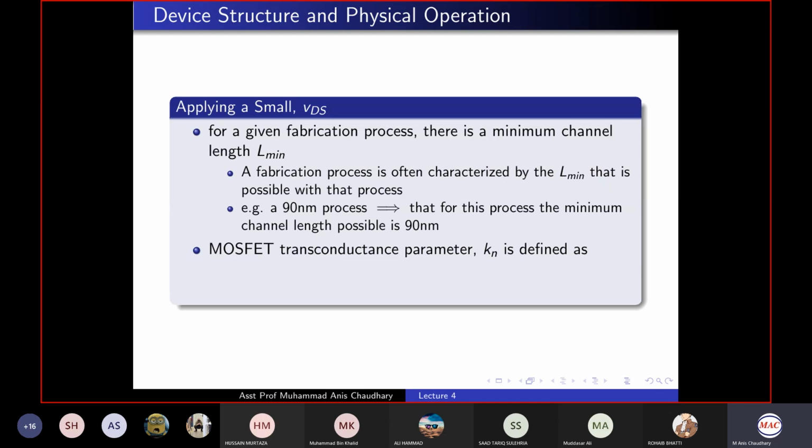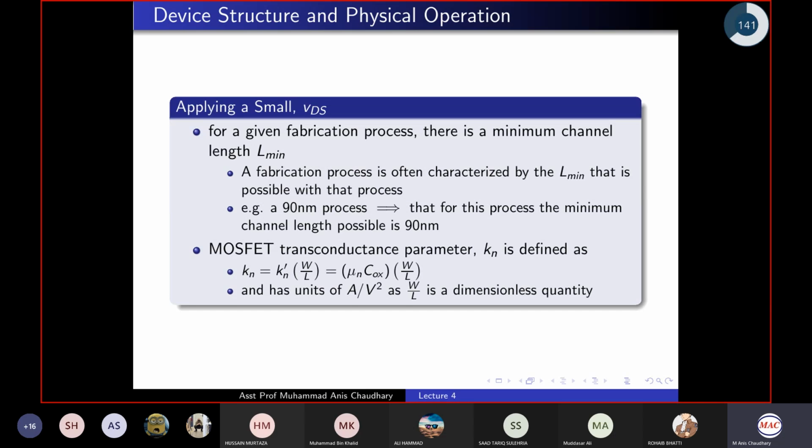MOSFET ट्रांसकंडक्टेंस पैरामीटर को हम डिफाइन करते हैं as Kn and is defined as Kn prime W by L, where Kn prime is mu n C oxide. So Kn and Kn prime both are expressed in ampere per volt square, and W by L is a dimensionless quantity.